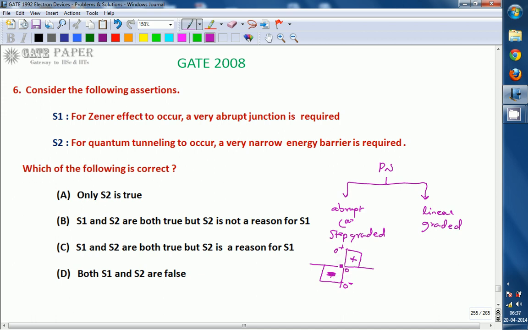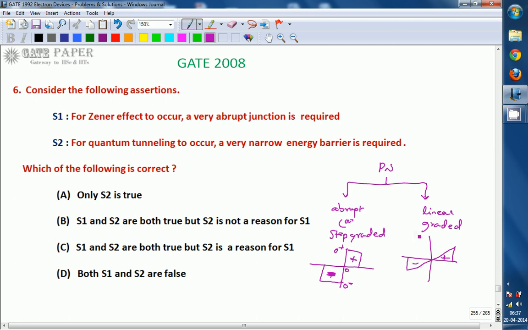So if you observe at x equal to 0, you cannot say whether the charge is 0, positive or negative. There is an abrupt change from a large negative value to a large positive value at 0. This type of junction is called step graded or abrupt junction. Whereas if the carrier concentration in the depletion region changes linearly in this manner from negative to positive, it is called a linear graded junction.